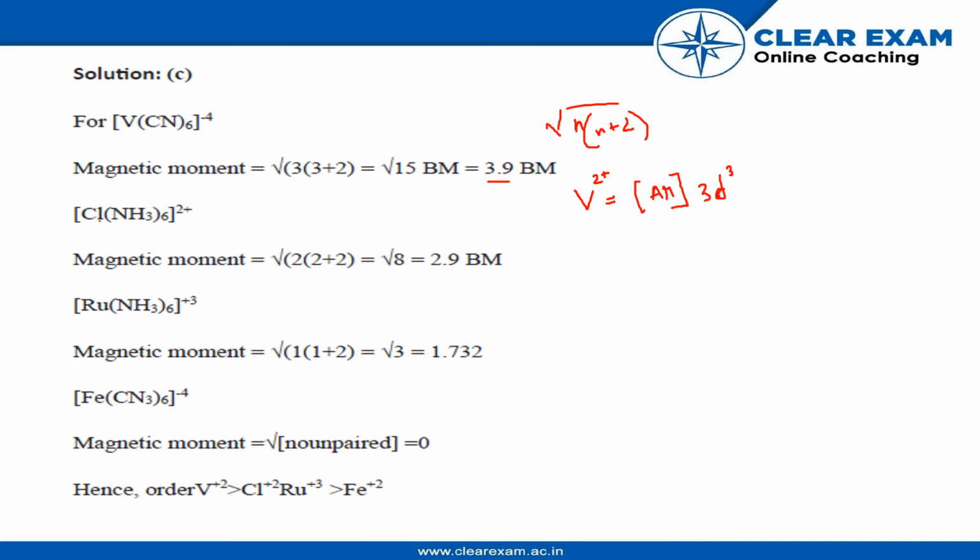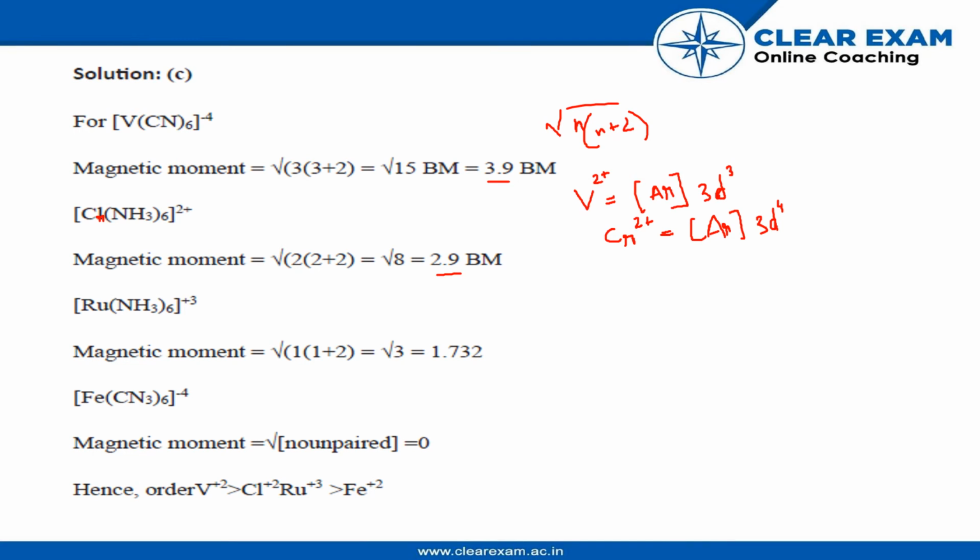Now chromium, for chromium 2 positive, the electronic configuration is argon 3d4. It means it has 2 unpaired electrons, so it would be root 2 into 2 plus 2, that is root 8, which is 2.9 BM.